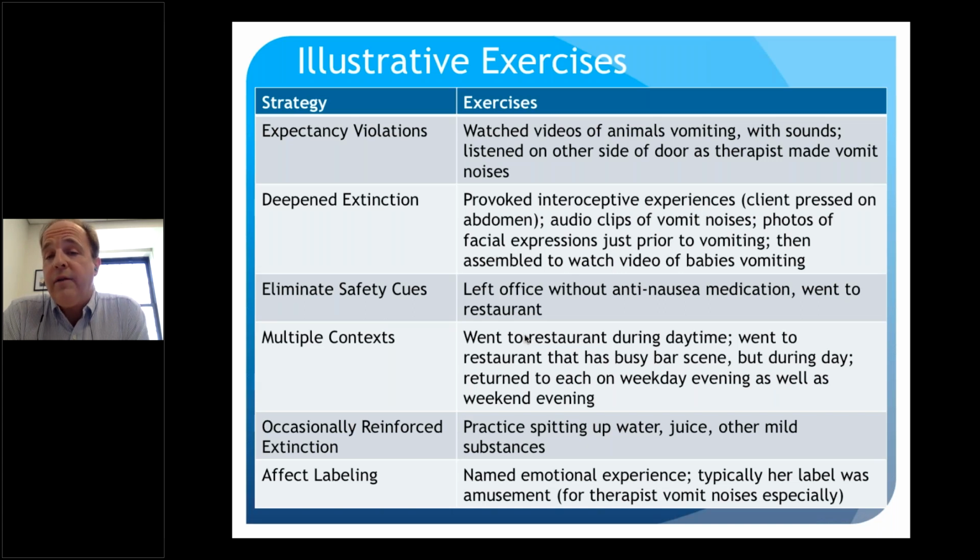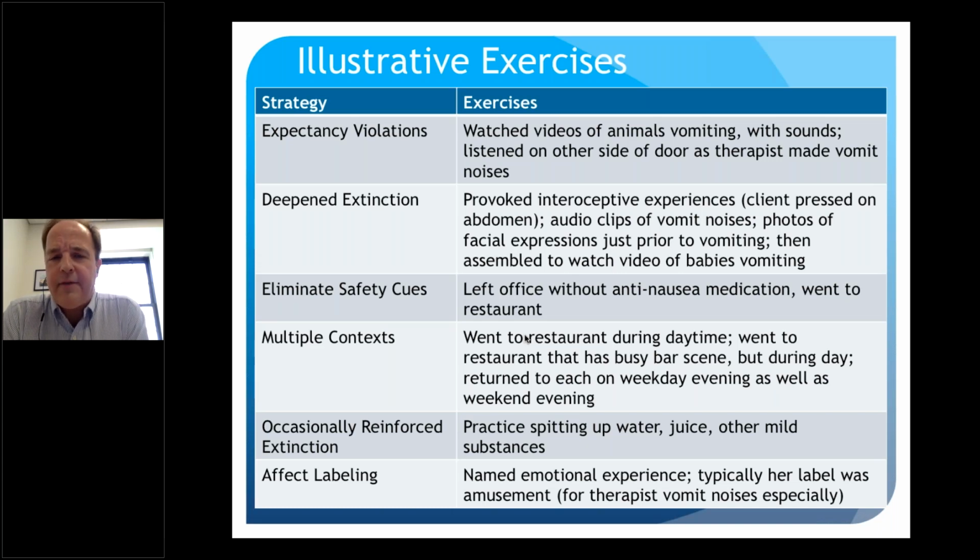And then we assembled all of it and ultimately built up to having her watching videos of babies vomiting. Because just like people like to apparently video themselves vomiting or their friends vomiting, there are adorable pictures of babies online, and then they spit up their formula.